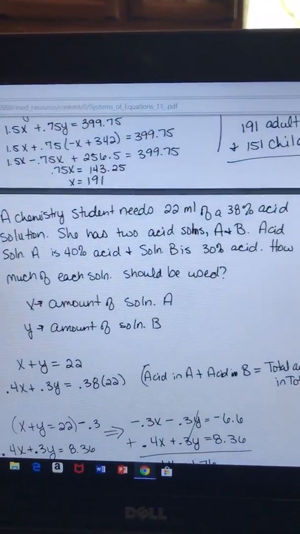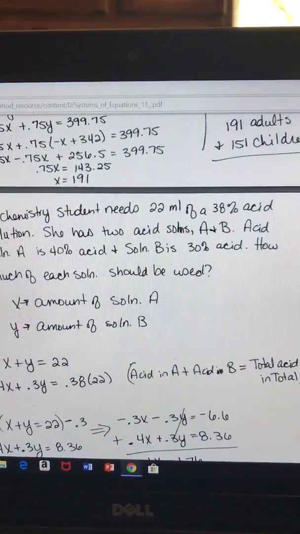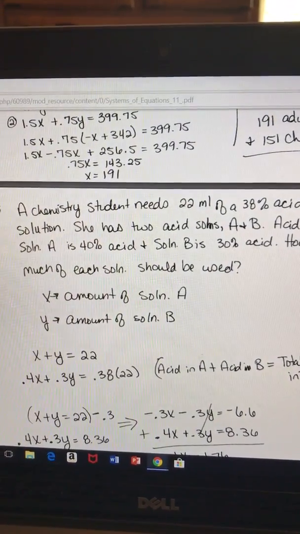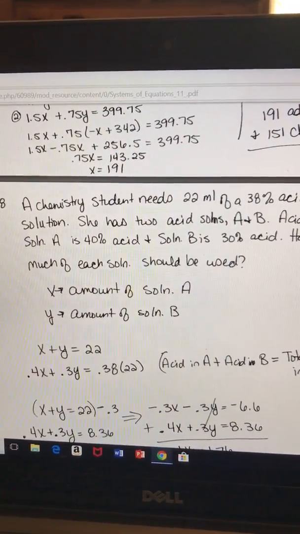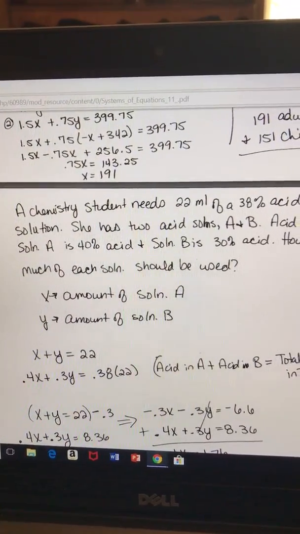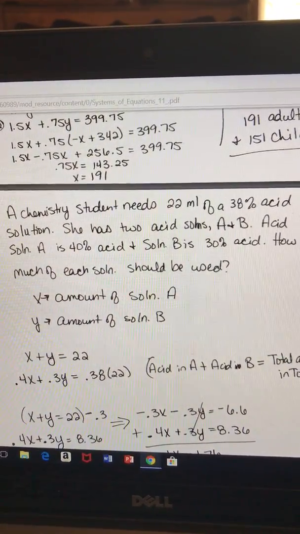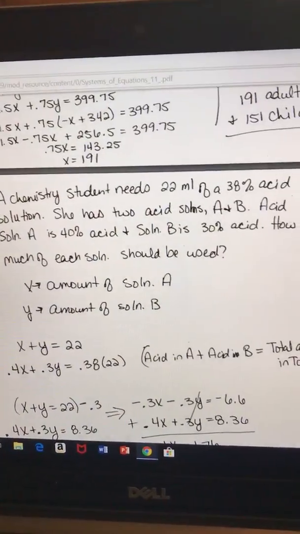So for our last problem, again, I didn't write that one down either. I'm just going to read it off the screen. A chemistry student needs 22 milliliters of a 38% acid solution. She has two acid solutions, A and B. Acid solution A is 40% acid and solution B is 30% acid. How much of each solution should be used?